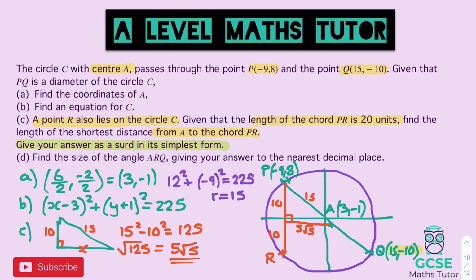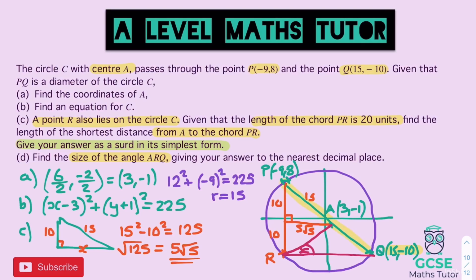Now we can have a look at part D. This final part of the question says find the size of the angle ARQ, giving your answer again to one decimal place. We're going to find the size of angle ARQ. So A is the centre, R is over here, the new point we've just put on, and Q is over there. Let's join that up, A to R to Q, and we're looking for the size of this angle just here.